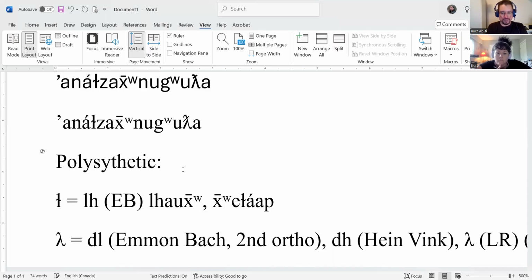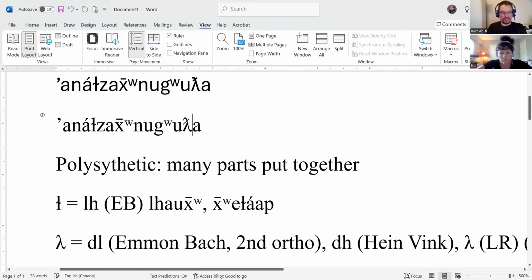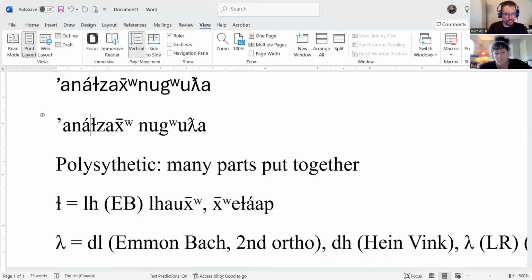So basically what this means is that there are many parts of words that are put together to make words. Many parts put together. So this anathta is actually a couple of different parts of words. I'm not exactly sure where it would be separated, but somewhere around there.